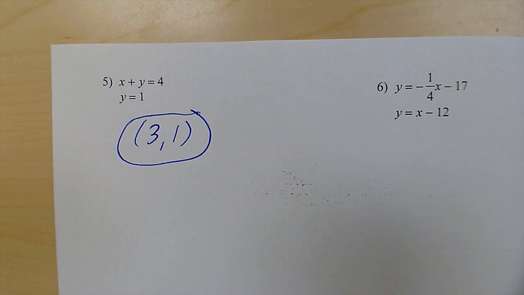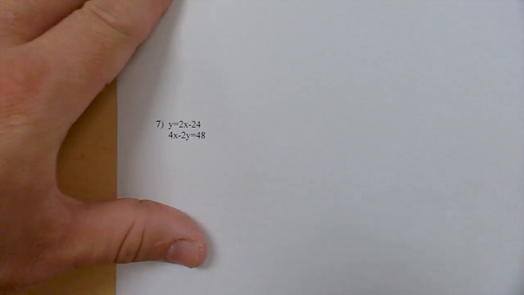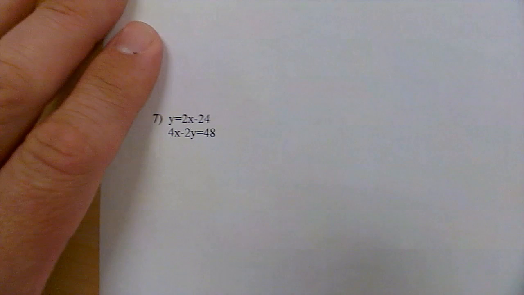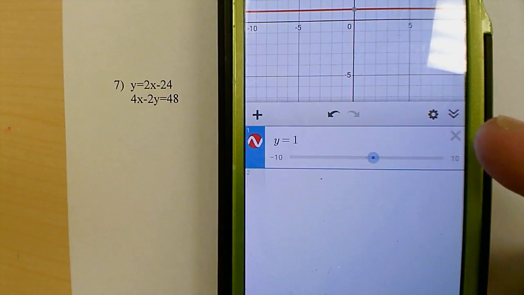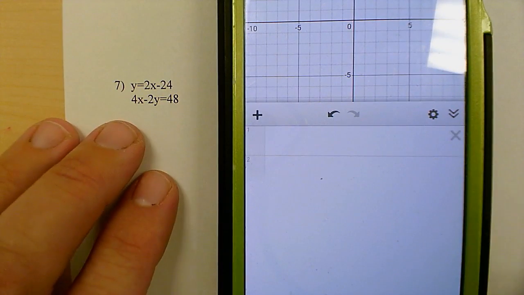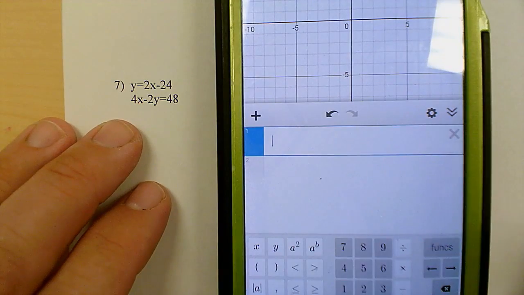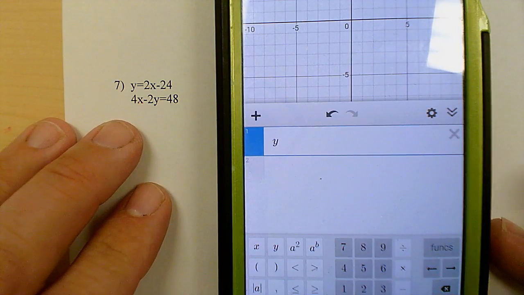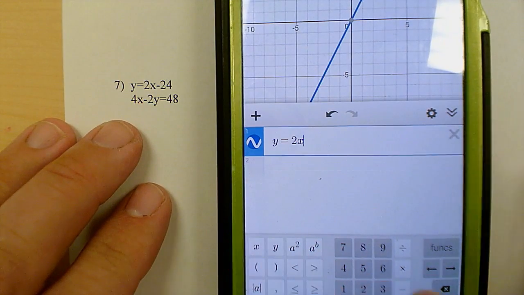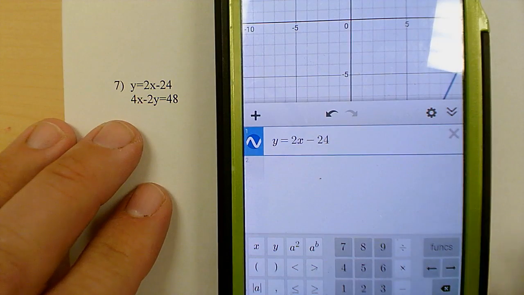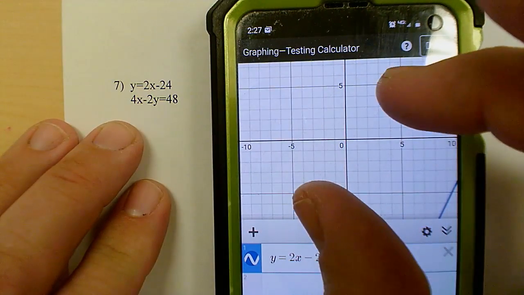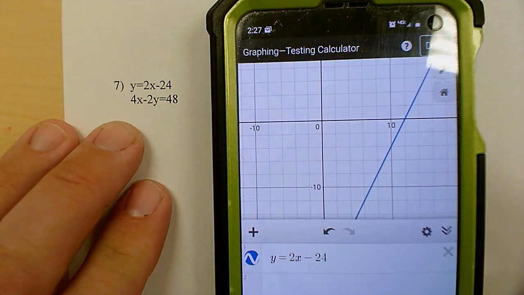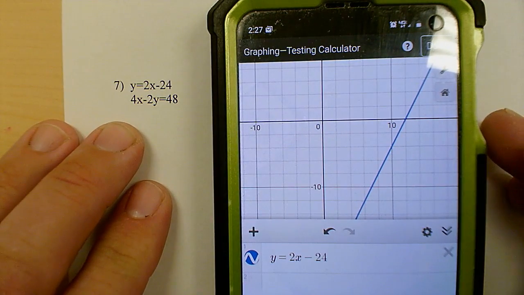Alright, the last one I want to do with you is this one right here. I'm going to go ahead and get this graphed and show you what's going on. This is kind of another unique situation that happens. So when I type in the first equation, y equals 2x minus 24, nothing really in particular happens. I do notice that it's kind of barely in the window, so I am going to zoom out just a little bit to be able to see this graph more clearly.